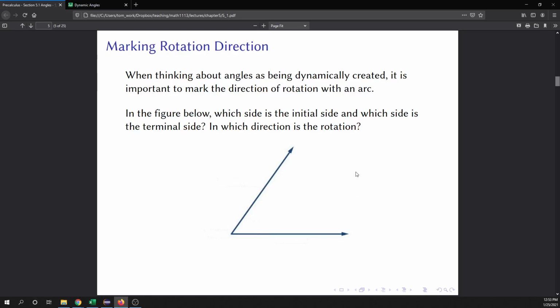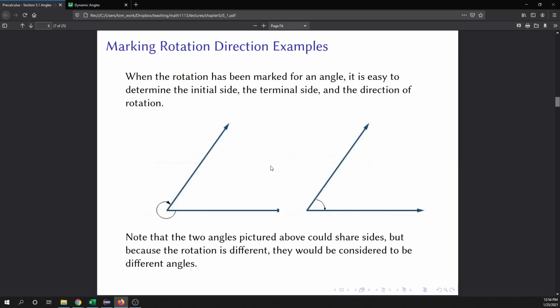Okay, so usually when you have angles or are thinking about angles as being formed by rotation, what you need to do is to mark that rotation. When you just draw it like I have here, it's not very clear because it hasn't been marked. So the way that you would mark it is with a little arrow that is circular and rotates around in one direction or the other. And once you do that, when you have it marked like this, it's much easier to tell which side is the initial side, which side is the terminal side, and what direction it rotated, right?